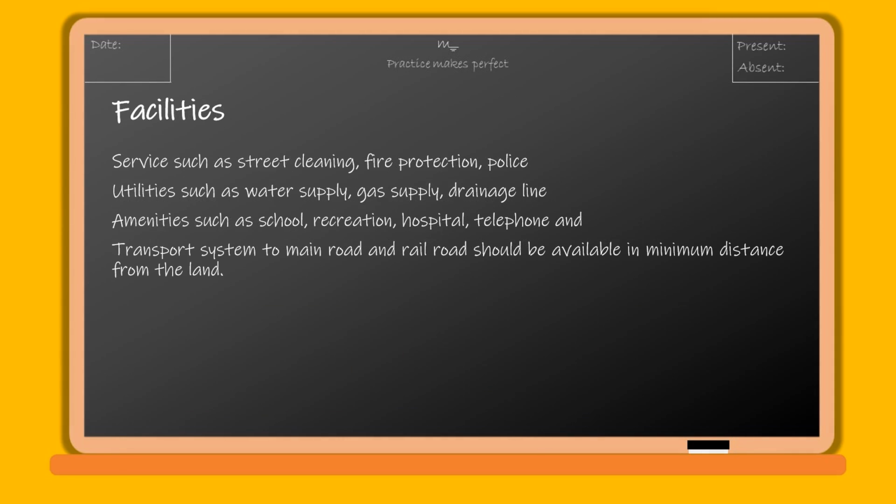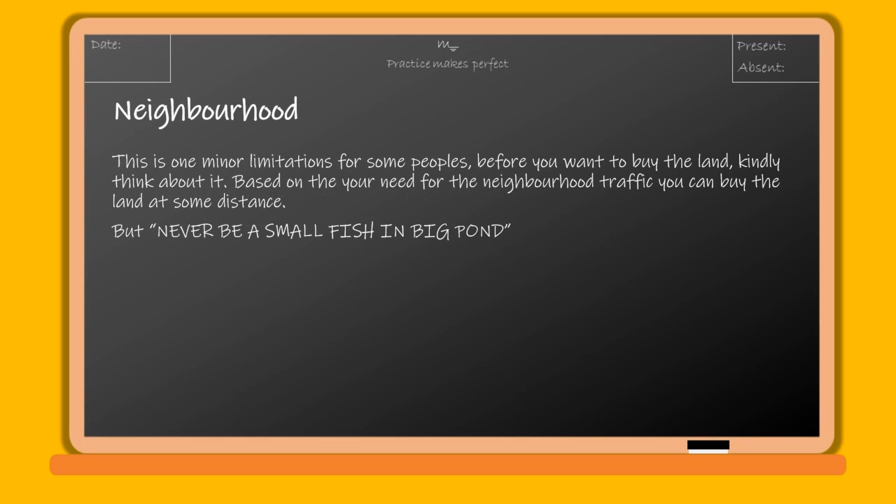Services such as street cleaning, fire protection, and police. Utilities such as water supply, gas supply, and drainage line. Amenities such as school, recreation, hospital, telephone, and transport system to the main road and railroad should be available at a minimum distance from the land. This is one major limitation for some people.